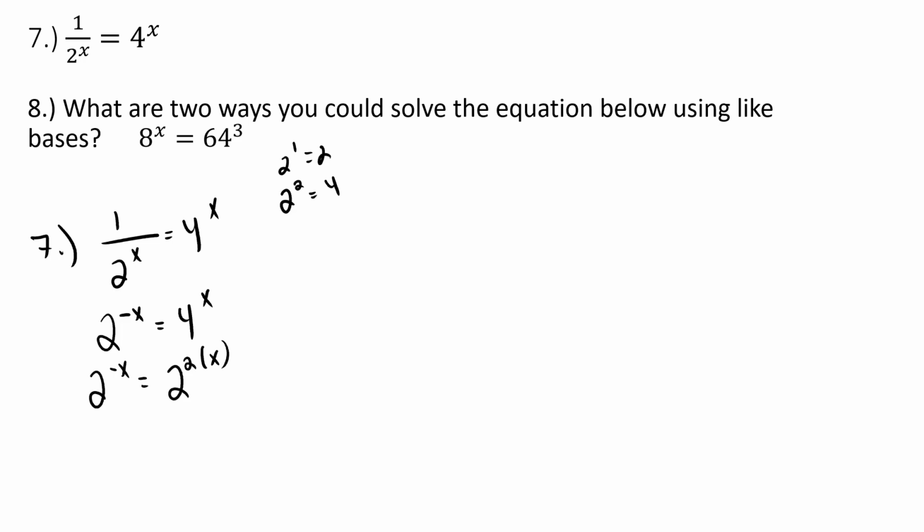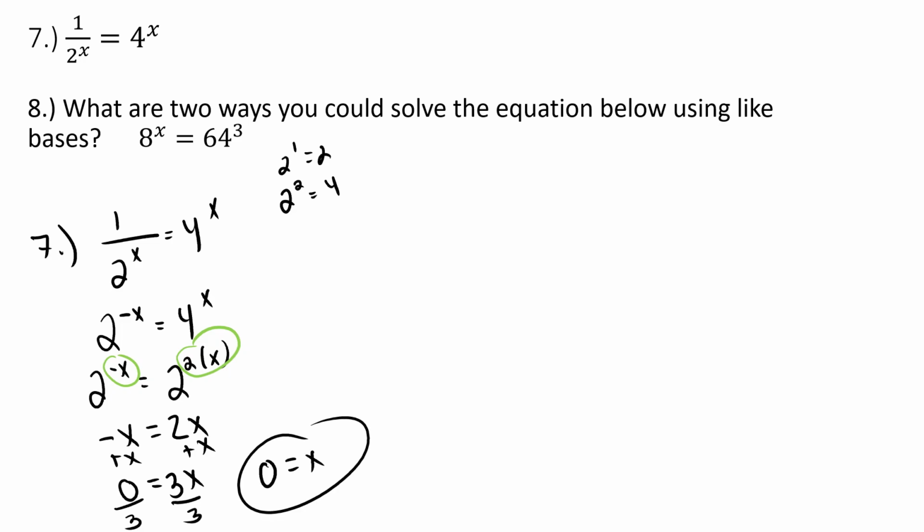And once again, we have our like bases, therefore our exponents would be equal. So negative x is equal to 2x. And you can do this a couple different ways. I am going to add x to both sides, I guess. Negative x plus x is 0 is equal to 3x. And from here, you could probably reason it out, like 3 times what would give me 0? Well, it would have to be 0, or you can do the algebra out and divide both sides by 3. 0 divided by 3 is 0. And so x in this case would have to be equal to 0.